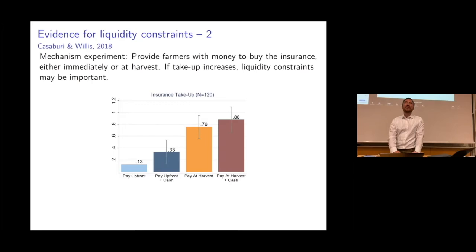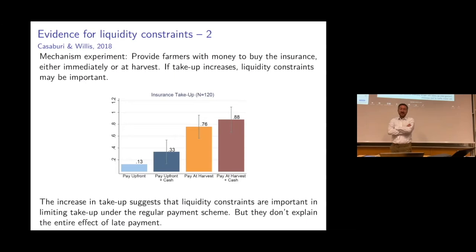These people who buy it with the extra money that they've gotten, they probably would have liked to buy it earlier, but they didn't have the money to do it. And so once you give them the money, they buy it. So that's a role for liquidity constraints. And you get a similar bump when you give that money later, but it's somewhat smaller. So the fact that take up increases when you give people money to pay for the insurance product suggests that liquidity constraints are part of the reason why take up is low under the regular payment scheme.